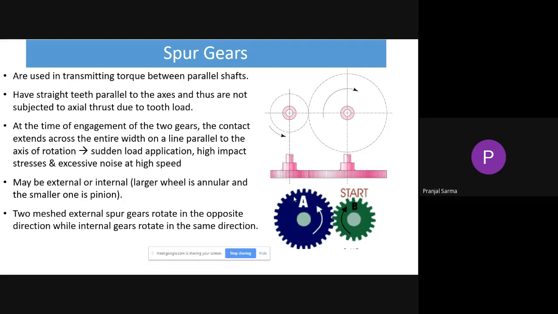Suppose B is the driver and it is driving A. If B is rotating in the clockwise direction, then during this engagement, force transmission and torque transmission will happen, and A will rotate in the anti-clockwise direction. So externally meshed spur gears rotate in the opposite direction.